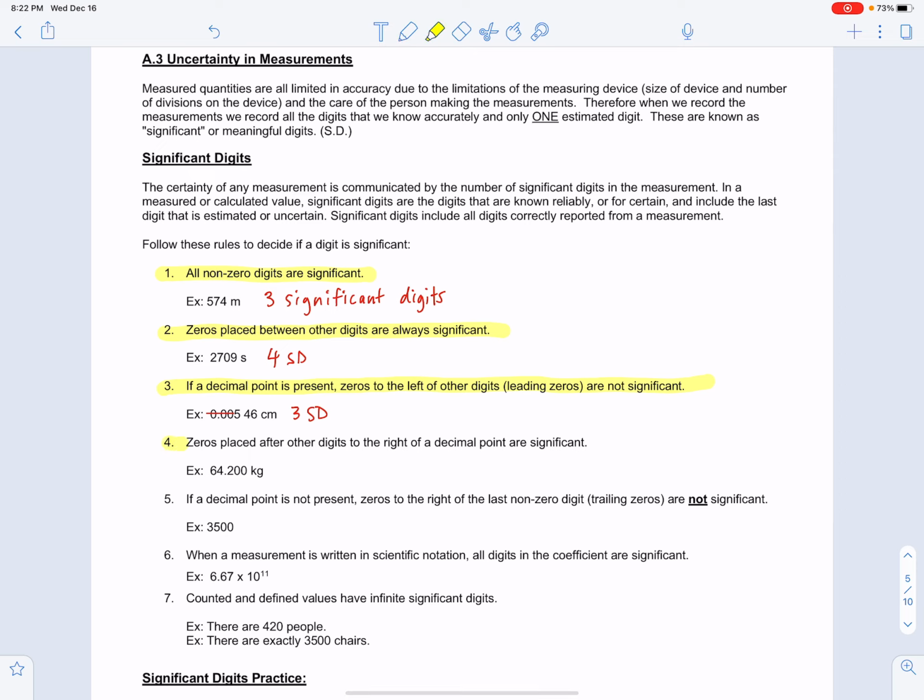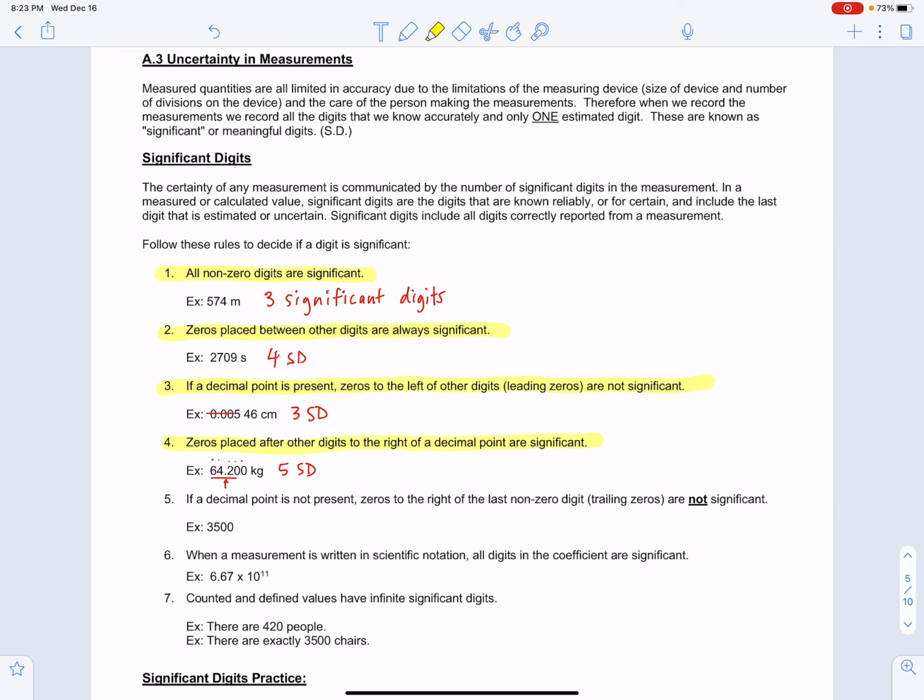Rule number 4. Zeros placed after other digits to the right of a decimal point are significant. So there are 2 zeros at the end. These are what I call trailing zeros. Now, these trailing zeros are only significant if they come after a decimal and after a non-zero. If they do come after a decimal and after a non-zero, they are significant. So 64.200 has 1, 2, 3, 4, 5 significant digits.